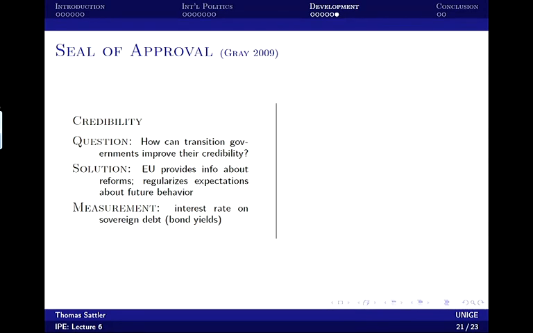And how can we measure that? What Gray does is look at the interest rate on government debt. Low interest rates mean you're highly credible. Think about Greece during the Eurozone crisis, right? I'm sure you heard about the increase of interest rates on Greek sovereign bonds. That's because there was a fear that the country destabilizes and does not pay back its debt. So the takeaway point here is: a high interest rate means low credibility, a low interest rate means high credibility.